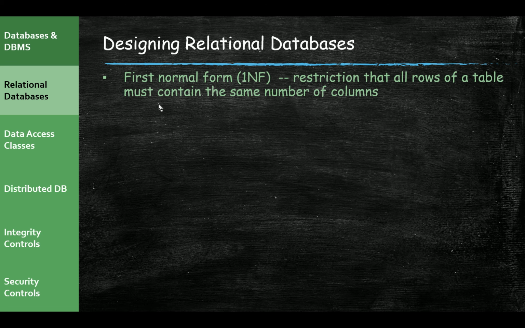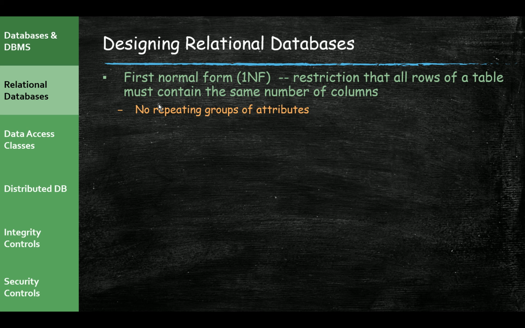The term first normal form, we're usually talking about a restriction that all rows of a table must contain the same number of columns. So for example, if you had online cart, different carts could have different numbers of items in them. And on your first run through your database design, you might have variable numbers of columns based on how many items are in the cart. Well, we can't do that in a real database, so we have to fix that. We have to have a fixed number of columns. You can't just have any number of columns in most relational database systems.